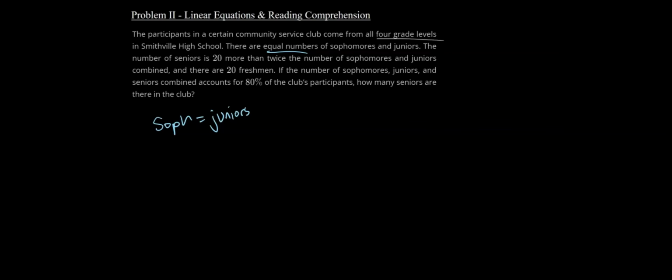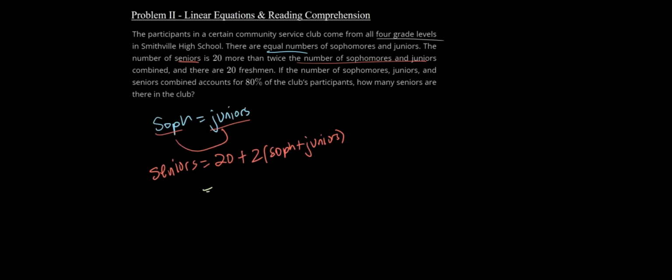Okay, now the number of seniors is 20 more than twice the number of sophomores and juniors, and we know that sophomores is equal to juniors, right? So seniors is equal to 20 more than twice sophomores plus juniors. This is equal to, because sophomores equals juniors, 20 plus 2 times sophomores. We know that there are 20 freshmen. That's explicitly given to us.